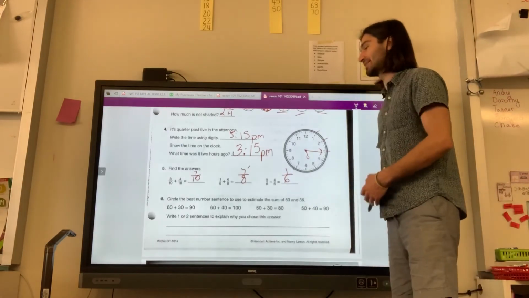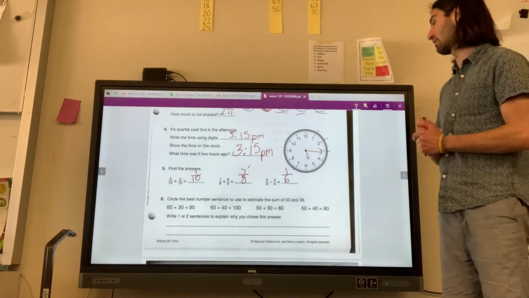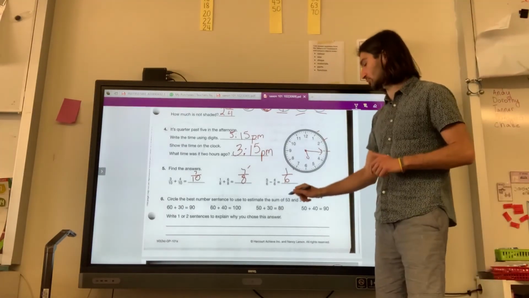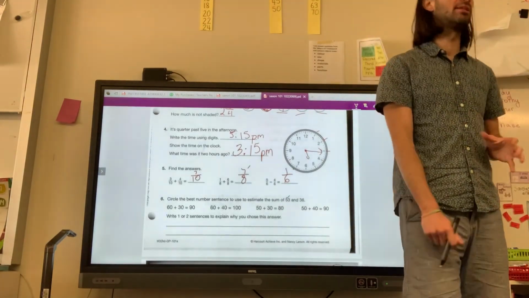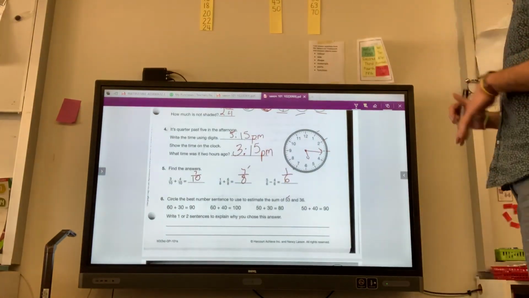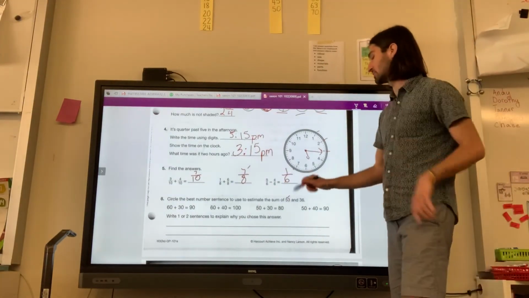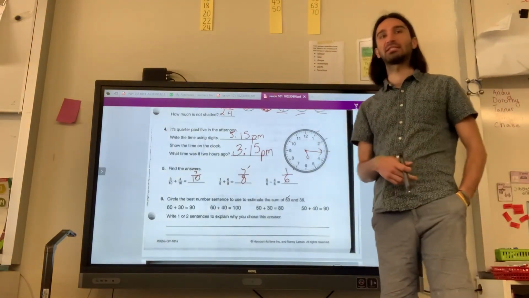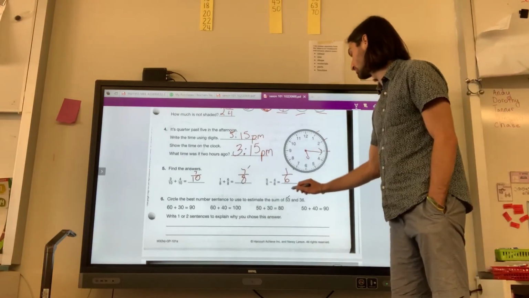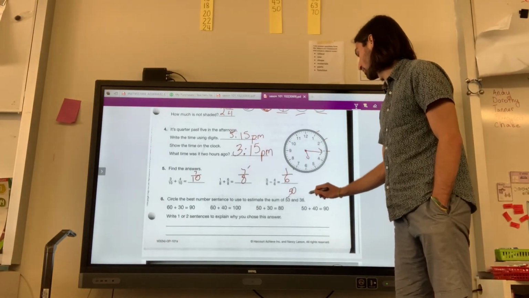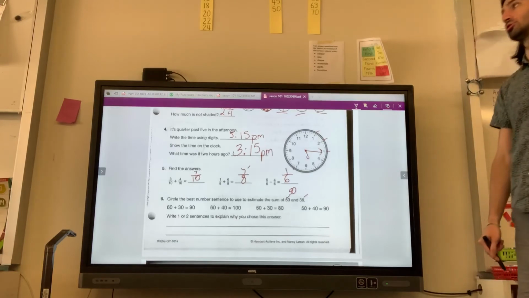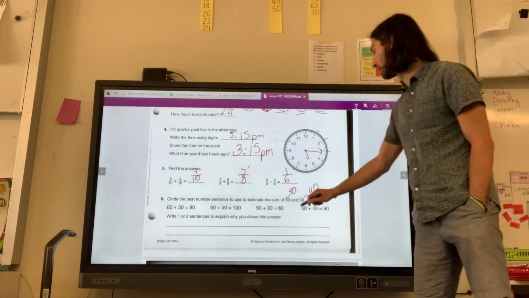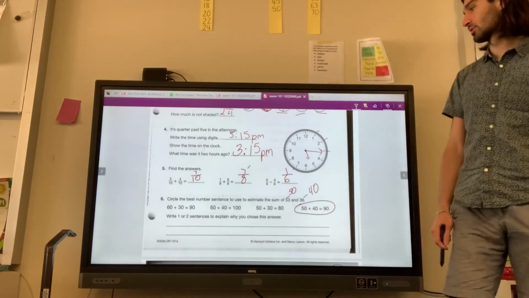Okay, question 6. Circle the best number sentence to use to estimate the sum of 53 and 36. So what does 53 get rounded to? Remember, estimate means we are rounding the numbers. 53 gets rounded to what? 10, 20, 30, 40, 50, 60, 70. That's right, 50. And then 36, what does that get rounded to? 40. Good. And there it is right there, 50 and 40. Good.